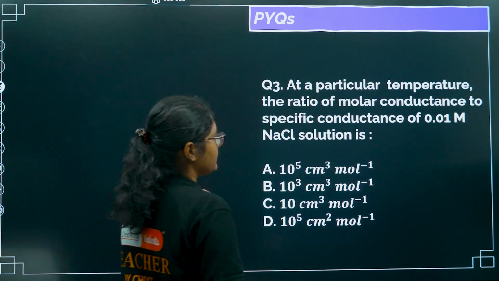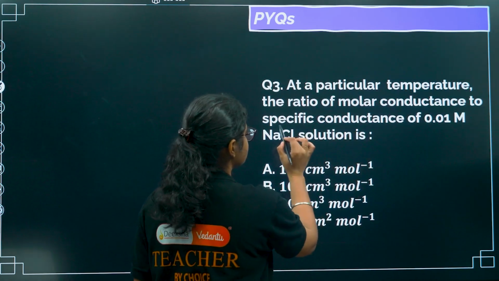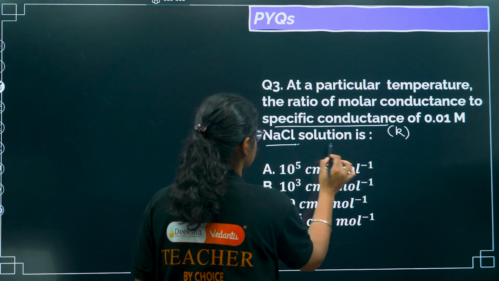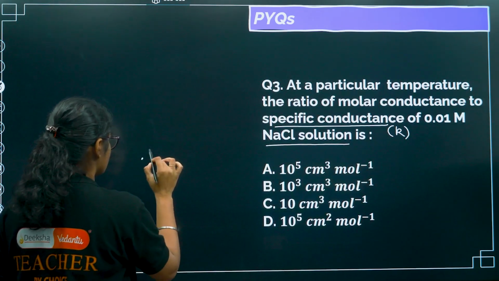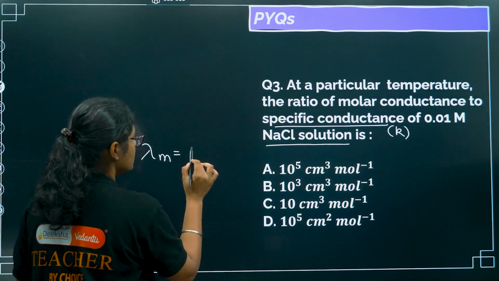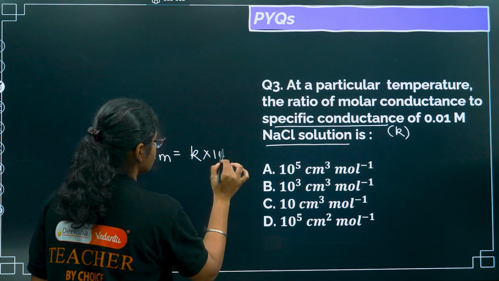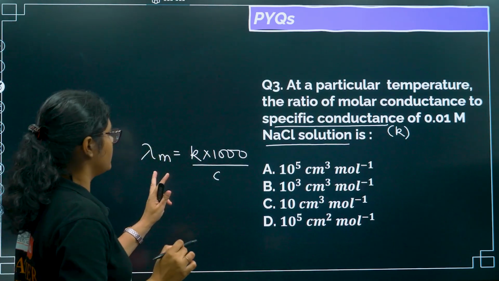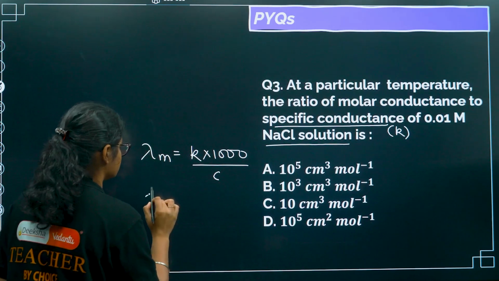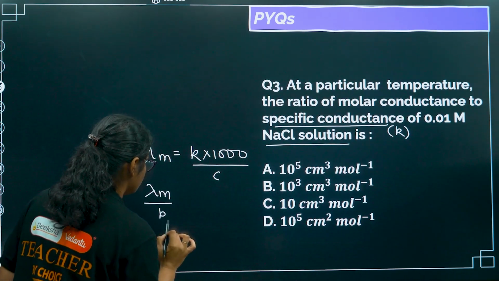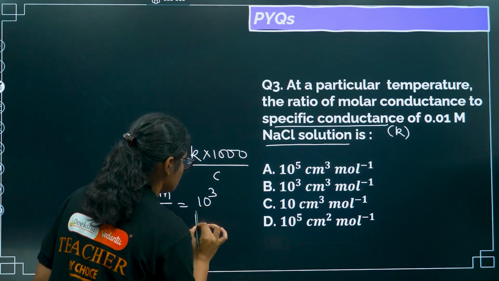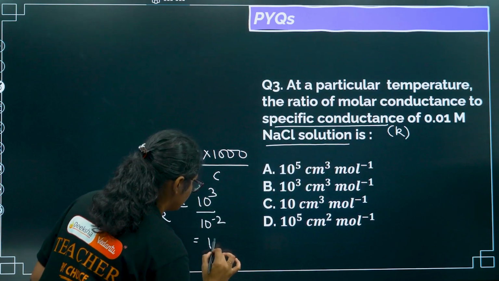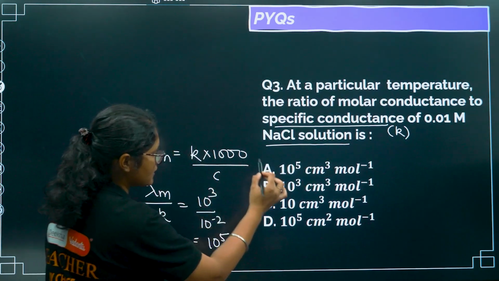At a particular temperature, the ratio of molar conductance and specific conductance, again kappa, of 0.01 molar NaCl solution is? Let us write the formula here. Lambda m is equal to kappa into 1000 by C, right? They are asking the ratio of molar conductance and specific conductance. So lambda m by kappa is nothing but 10 to the power of 3 by concentration, which is 10 to the power of minus 2. So I'll get 10 to the power of 5.